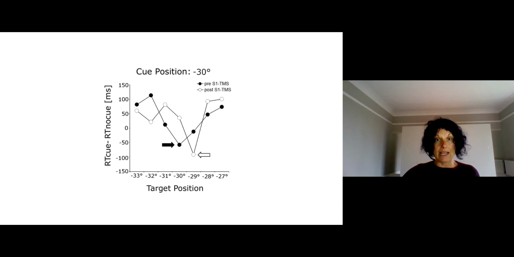Before TMS in black, one would expect to see this to happen at the exact location of the cue. So if the cue is presented at minus 30 degrees, then the maximum benefit of the cue, the lowest value of this difference in reaction time would be at the exact location of the cue. This is where attention was directed. After TMS, the gaze direction would shift to the right, and so the locus of attention was expected to shift to the right as well, causing this largest difference between the condition with an attention cue and a condition without an attention cue to be at the location more towards the right.